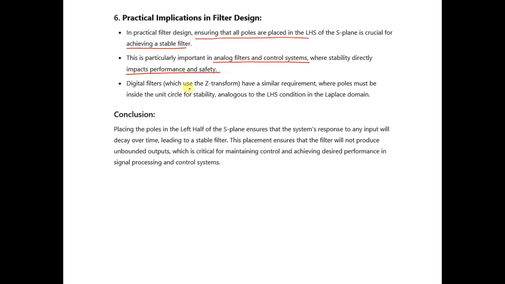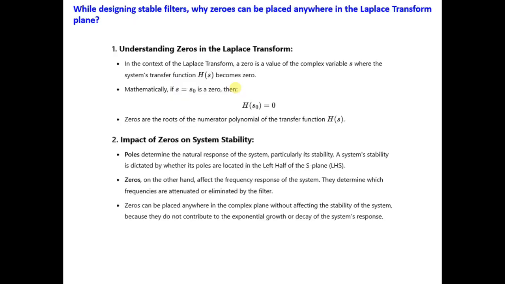Digital filters, which use the Z transform, have a similar requirement, where poles must be inside the unit circle for stability, analogous to the left hand side condition in the Laplace domain. So we will be discussing the Z transform in a few moments. There we will see that, as I already told you, we are inheriting the stability criteria from the Laplace transform and then implementing it in the Z transform for designing digital systems. Okay.